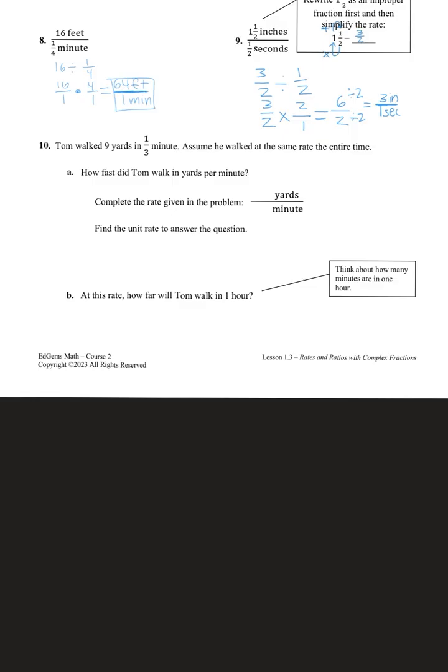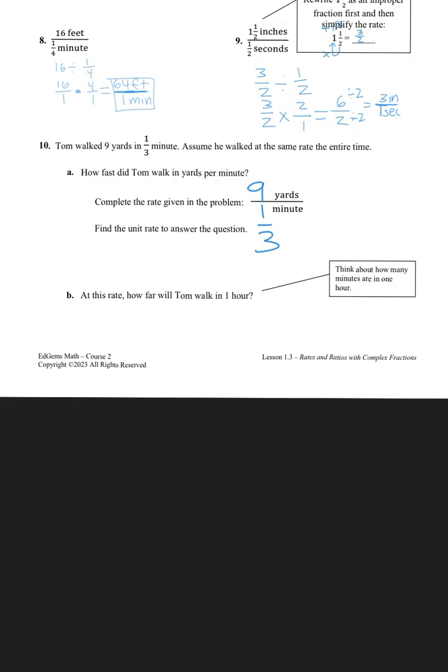On number 10, it says, Tom walked 9 yards in 1/3 of a minute. Assume he walked at the same rate the entire time. So part A says, how fast did Tom walk in yards per minute? So it says, complete the rate given in the problem. So how many yards? That would be 9. And then my denominator is going to be 1/3 of a minute. So then it says, find the unit rate to answer the problem.